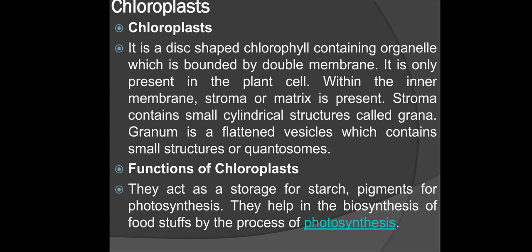Chloroplast. It is a disc-shaped chlorophyll-containing organelle which is bounded by a double membrane. It is only present in the plant cell. Within the inner membrane, stroma or matrix is present. Stroma contains small cylindrical structures called grana. Granum is a flattened vesicle which contains small structures or quantosomes. Functions of chloroplast. They act as a storage for starch, pigments for photosynthesis. They help in the biosynthesis of foodstuffs by the process of photosynthesis.